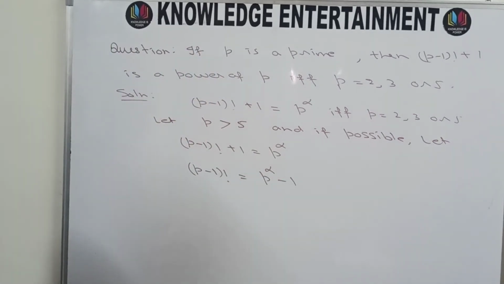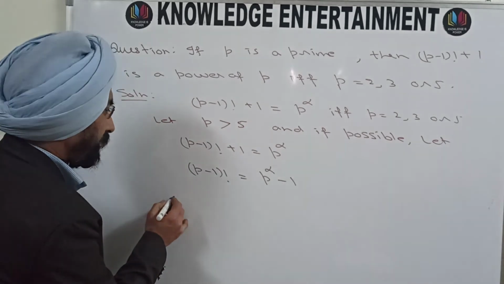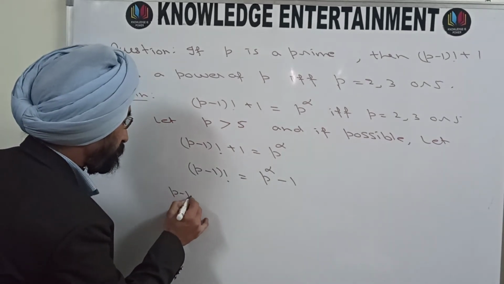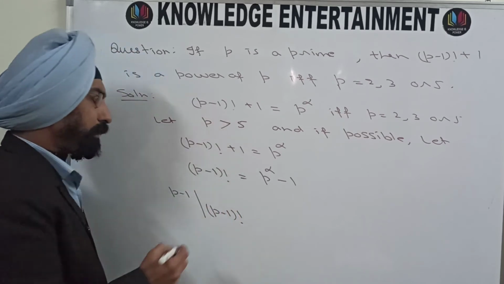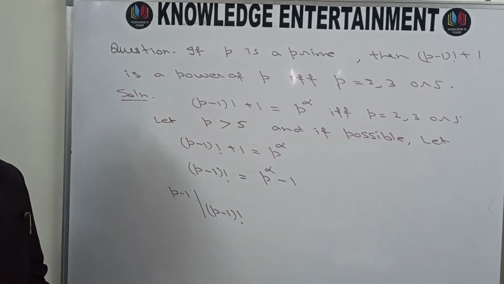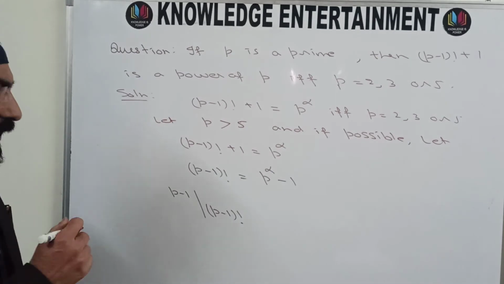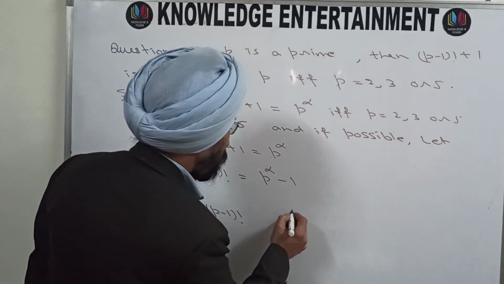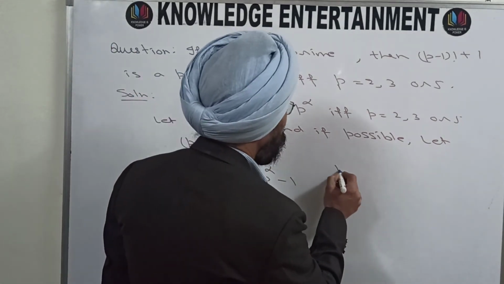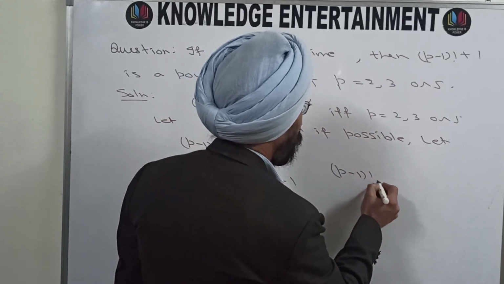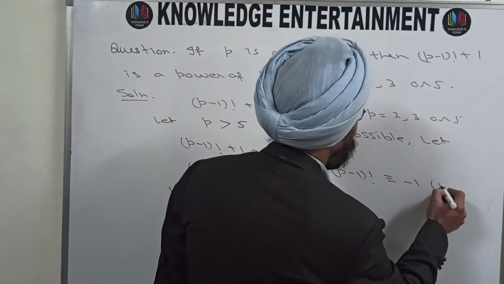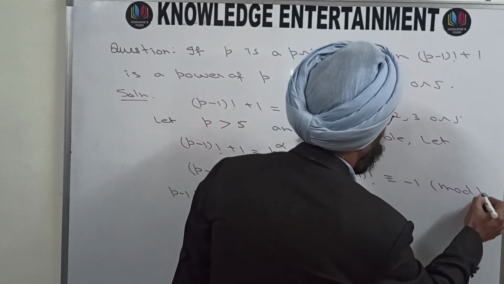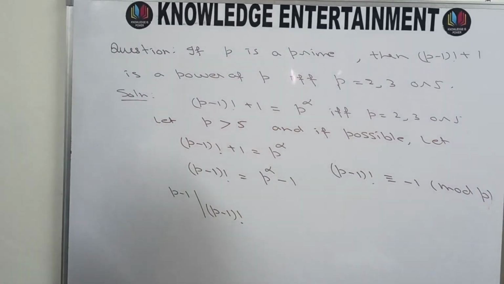Now look that P minus 1 divides P minus 1 factorial. Another thing, that by using Wilson's theorem, P minus 1 factorial is congruent to minus 1 modulo P.